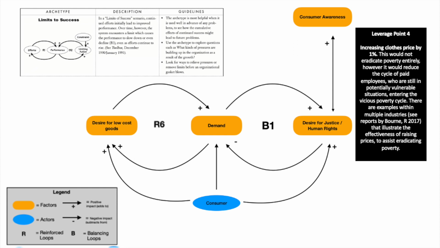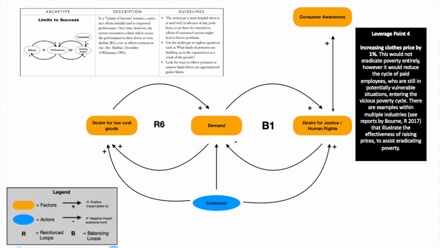The reinforced loop of demand for clothes and desire for low-cost goods can be balanced by the desire for human rights. This is informed through other actors such as the media. However, it is worth acknowledging that outside of this archetype, while increased consumer awareness on human rights may reduce demand and thus sales, unfortunately additional factors not analysed within this system map, such as inflation and pandemics, can directly impact the desire for low-cost goods for consumers as well.